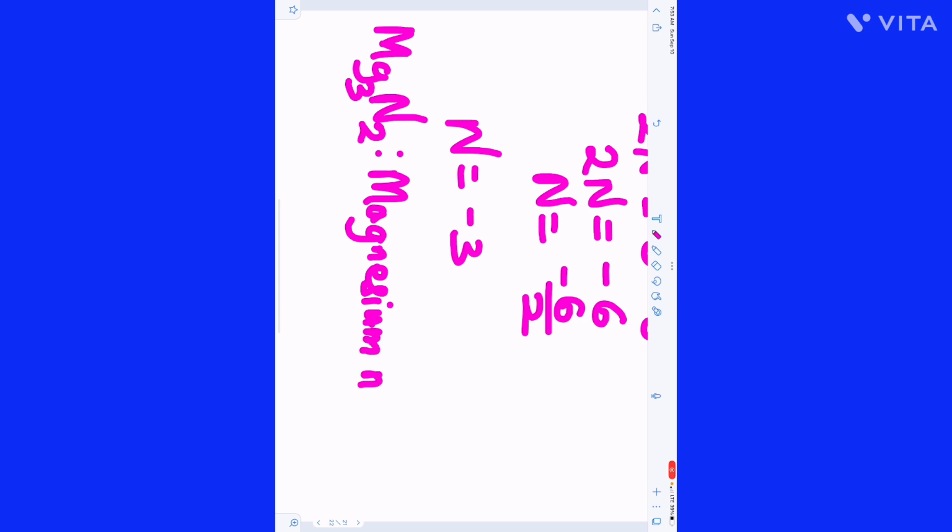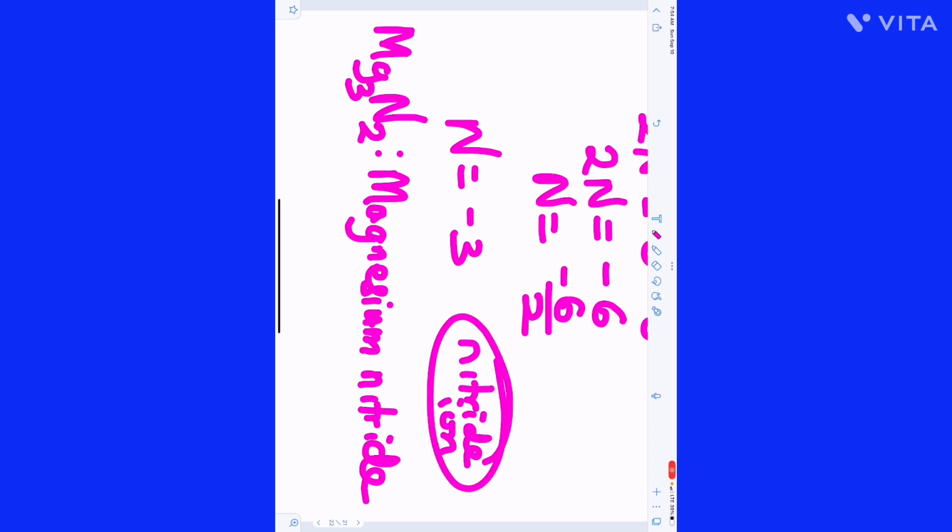Magnesium nitride. Now, this is a nitride ion present in a compound with magnesium ion. So we simply call the compound magnesium nitride. I hope you get that.